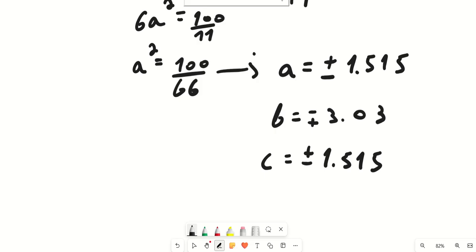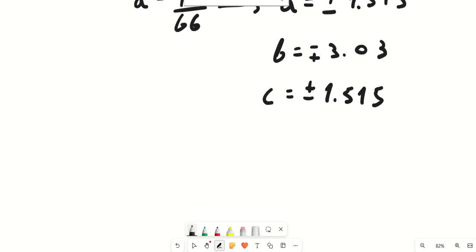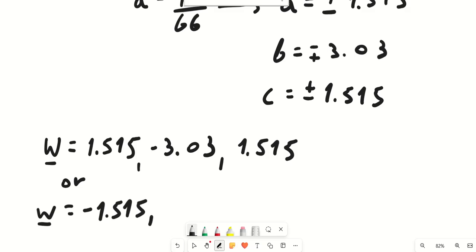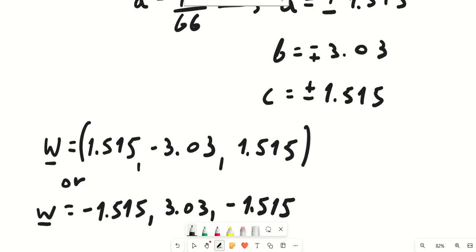So W is 1.515, minus 3.03, and 1.515, or W is negative 1.515, 3.03, and negative 1.515. So this is the answer to 12C.